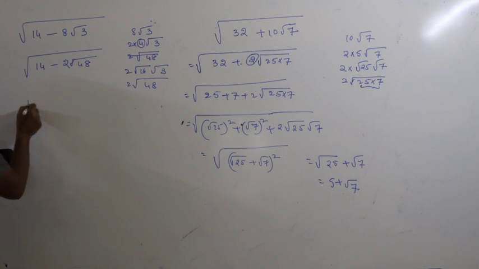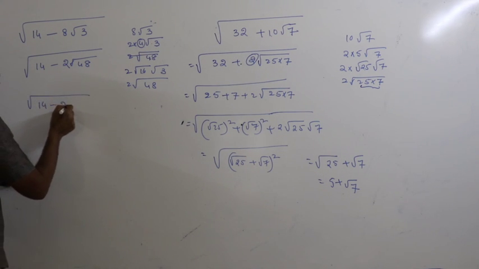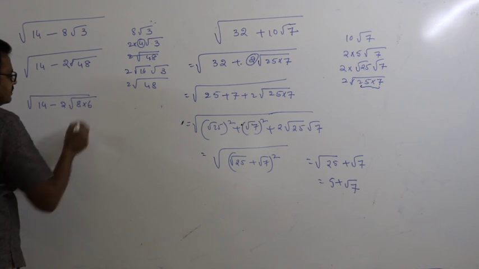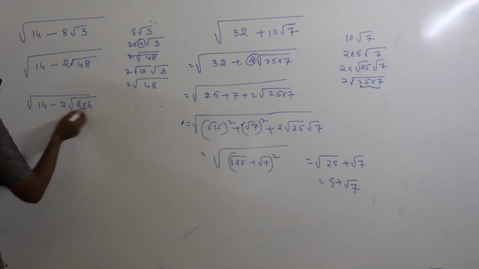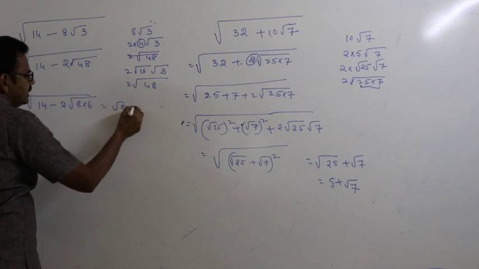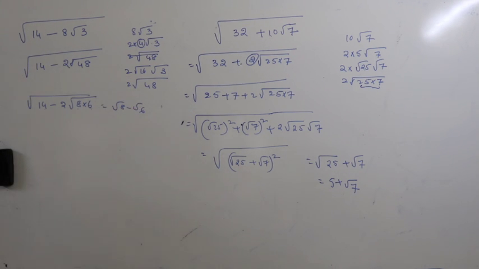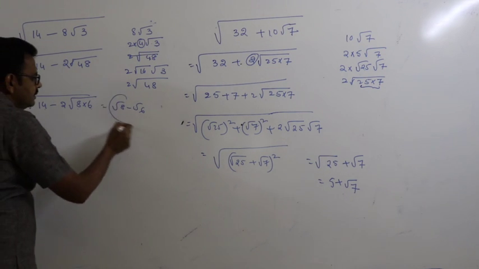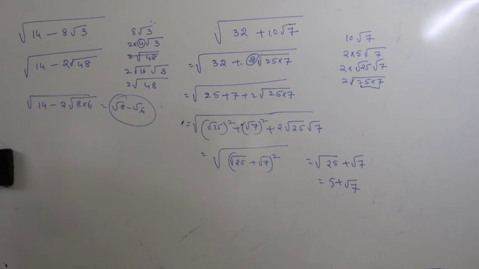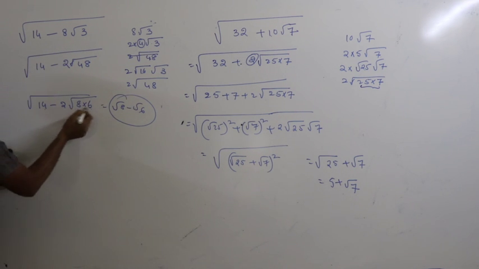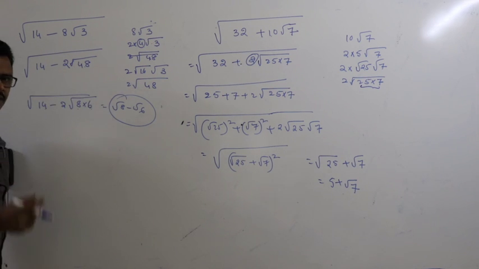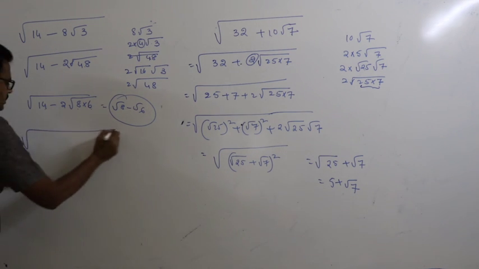Now the factors: 14 minus 2 root 48, so that is 8 into 6, which is 48, and 8 plus 6 is 14. Simply you write the answer as root 8 minus root 6. No need to write it like this, because this is for understanding, I am explaining in detail. Simply the sum of these two is equal to 14, so the product is equal to 48. That's enough.